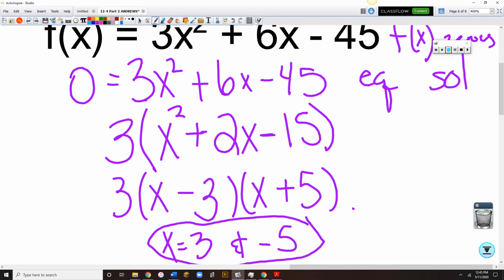Those would be my zeros, because zeros and solutions are the same numbers, just a different context. Okay, so 3 and negative 5 are the zeros of the function and the solution to the equation.